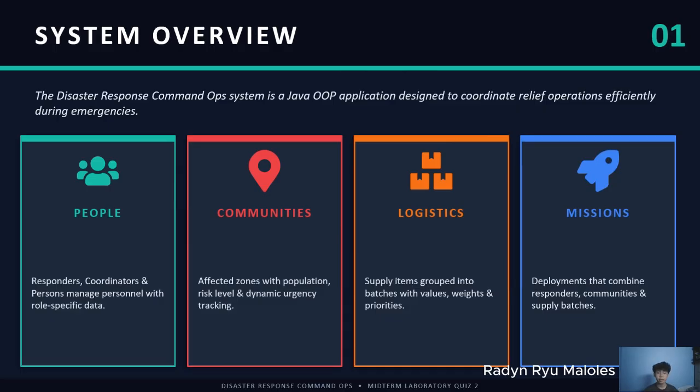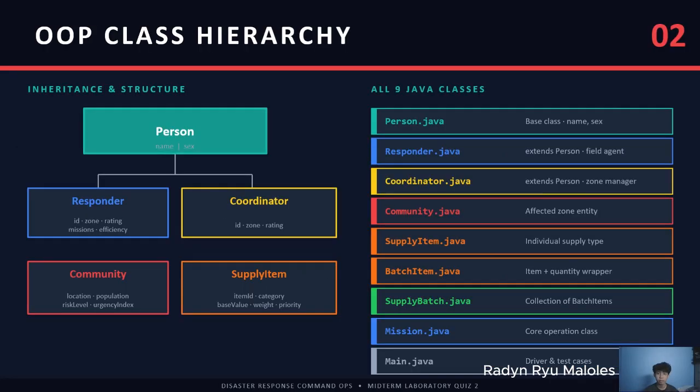To give you a high-level overview of our system, the Disaster Response Command Ops is an object-oriented programming application. Its primary purpose is to coordinate relief operations as efficiently as possible when a disaster strikes. The complete system is built upon 9 Java classes and validated through 12 rigorous test cases. We have organized the system's architecture into 4 core modules.